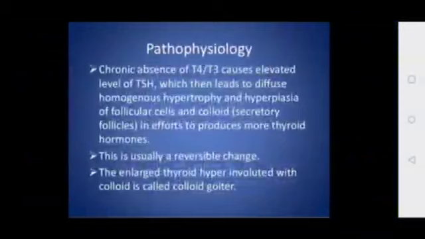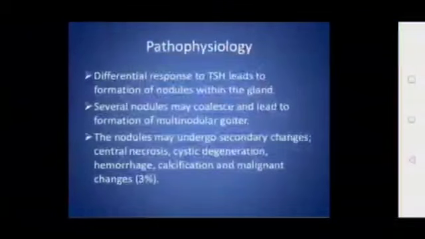The enlarged thyroid gland undergoes hyperinvolution with colloid, and it is called colloid goiter. I'll explain in this physiology how colloid goiter is formed. The differential response to TSH leads to formation of nodules within the gland, and these several nodules may coalesce and lead to formation of multinodular goiter. These nodules may undergo secondary changes, that is central necrosis, cystic degeneration, hemorrhage, calcification, and malignant changes, and malignant change occurs in only 3%.